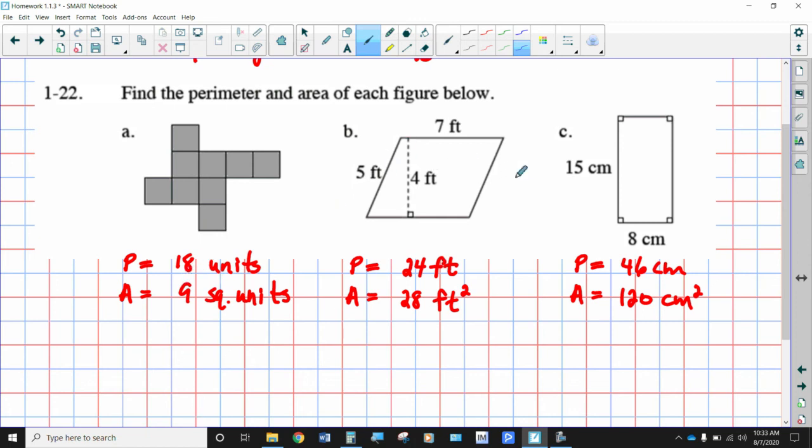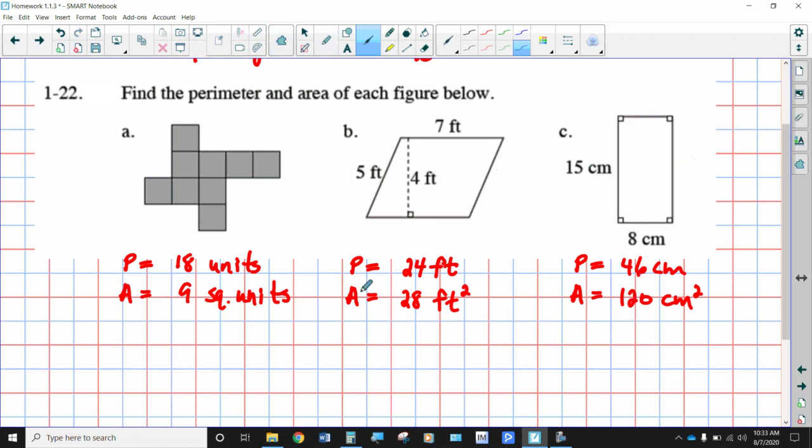Here, remembering if this is 5, this has to be 5. If that's 7, this has to be 7. So 10 and 14 make 24 for the perimeter. And then base times height, since the 4-foot height is perpendicular to the 7-foot base, we'll multiply 4 times 7 to get 28. And here, same idea, this is a 15 and this is an 8, so you get 30 and 16 is 46 for the perimeter. And 8 times 15 is 120.